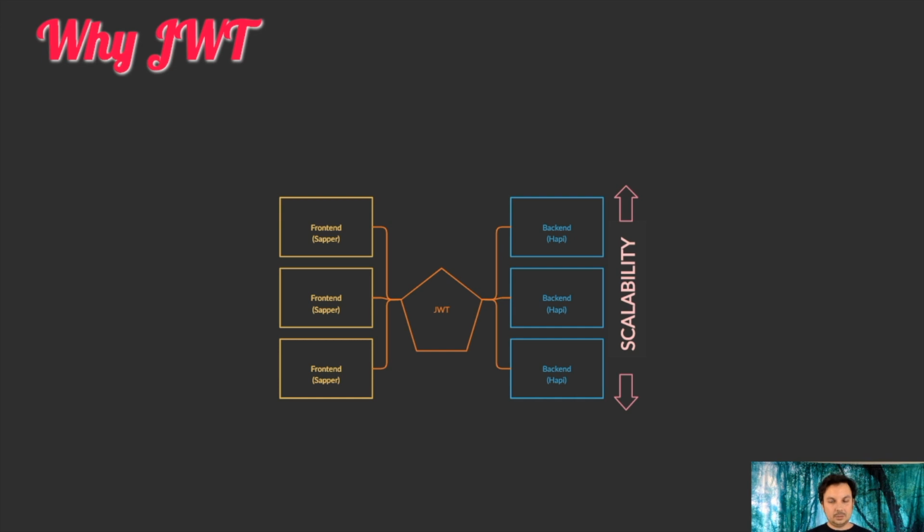With a JWT, your session is passed every single time, and it's verified every single time the request happens. What that means is that you can have as many backends and as many frontends as you like, and any of those backends can send that JWT to any of those frontends, and it's absolutely fine. The session belongs in the client.